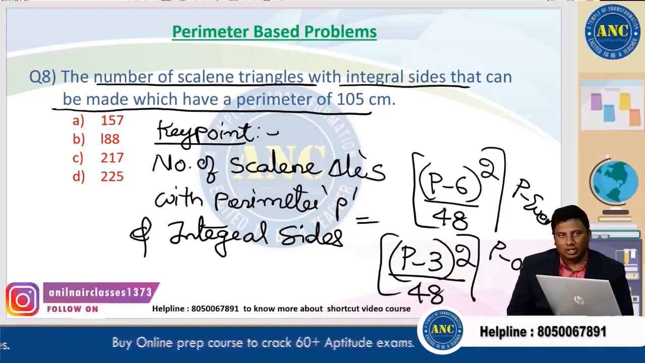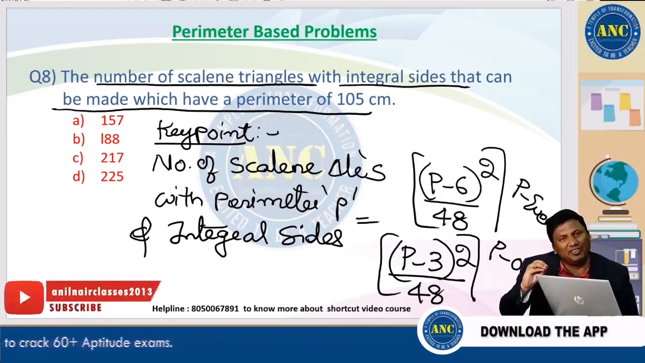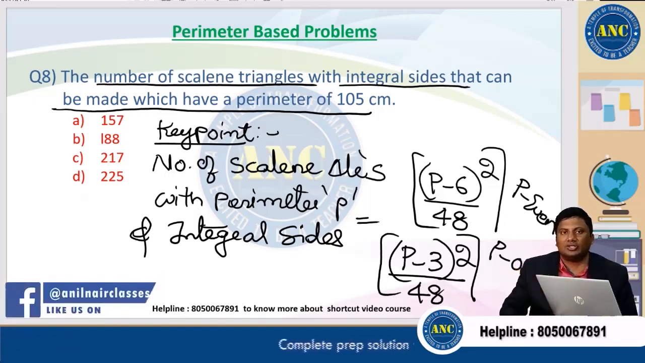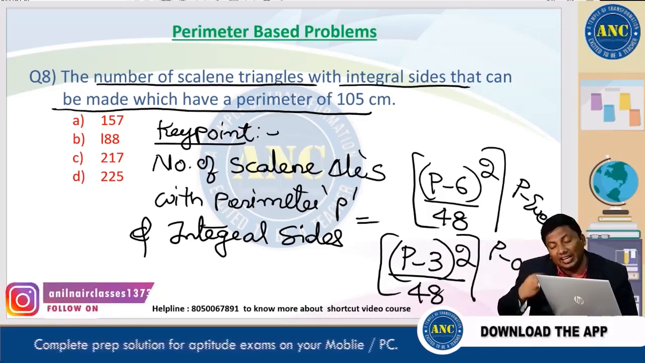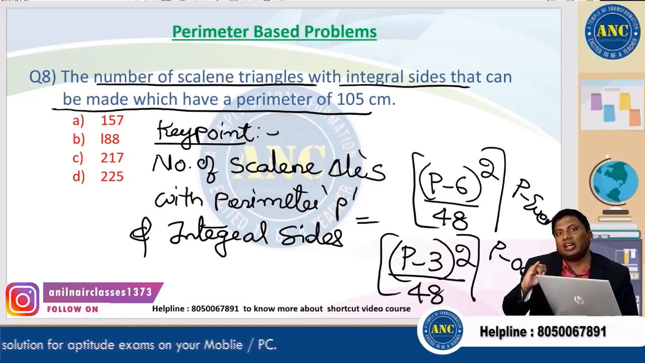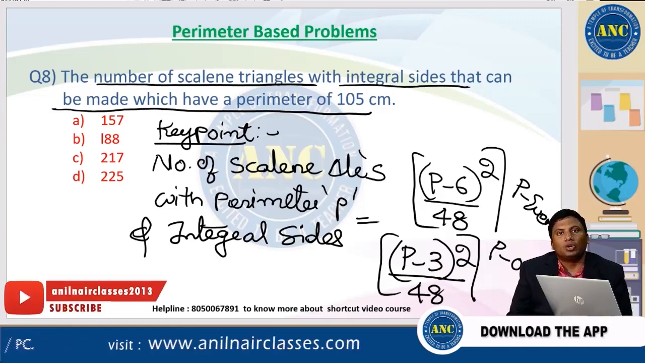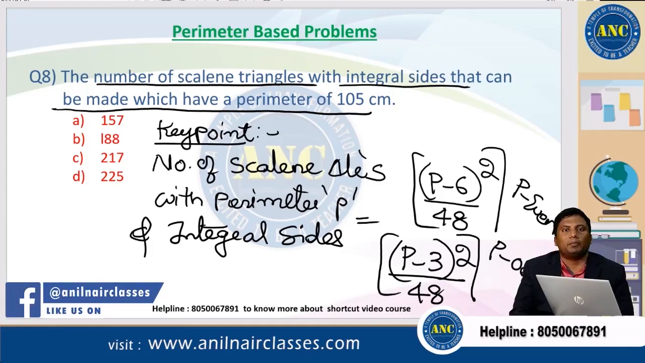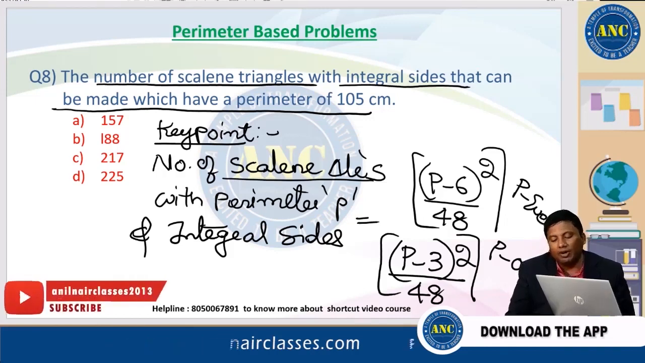These are key points which we are discussing. Number of scalene triangles. What is the difference between the number of triangles and scalene triangles? In triangles there are isosceles triangles, equilateral triangles, and scalene triangles. Isosceles plus equilateral plus scalene is nothing but total triangles. Only scalene triangles is given by the concept (P minus 6) whole square by 48 when P is even.